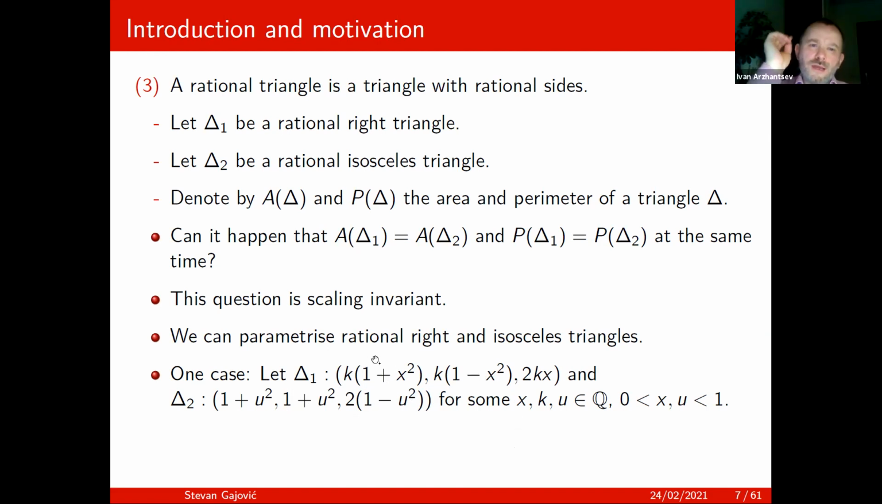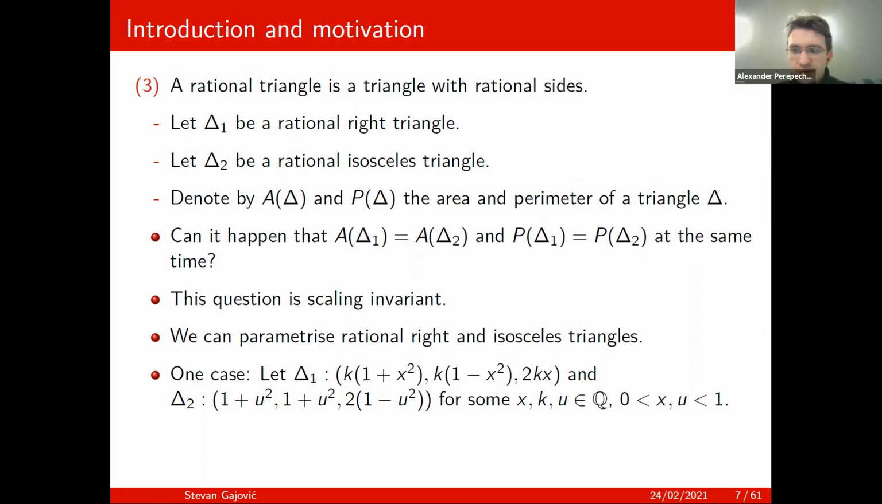Steven, I'm sorry again. A right triangle means with a right angle, right? Yes. And what is an isosceles triangle? If two sides are equal. Okay, I see. Yes. I have a question too.